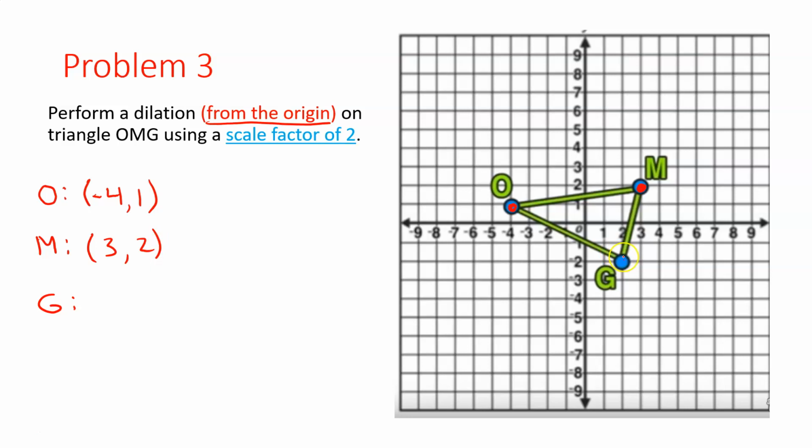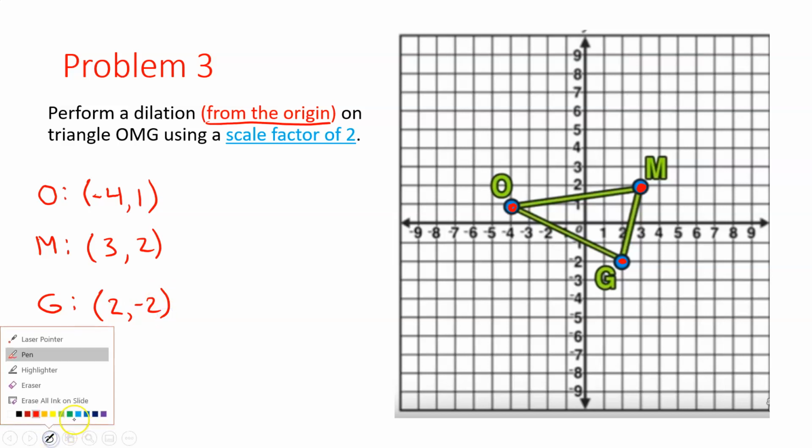And then what about G? That's 2 to the right and -2 down. So 2 to the right, -2 down. Well, in order for me to dilate from the origin, we're going to use these coordinates.